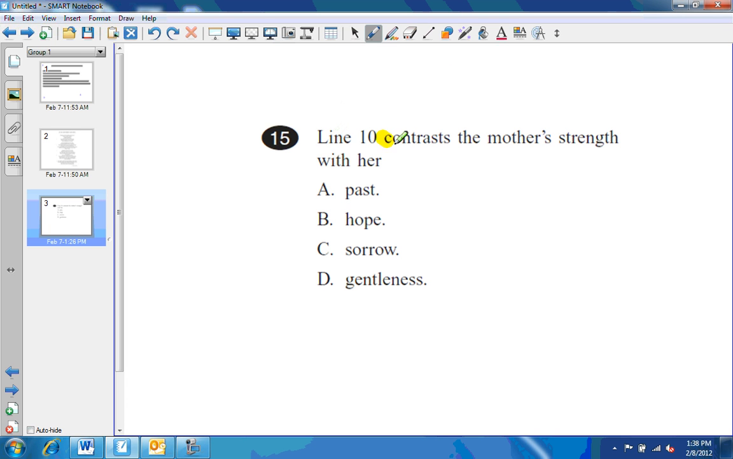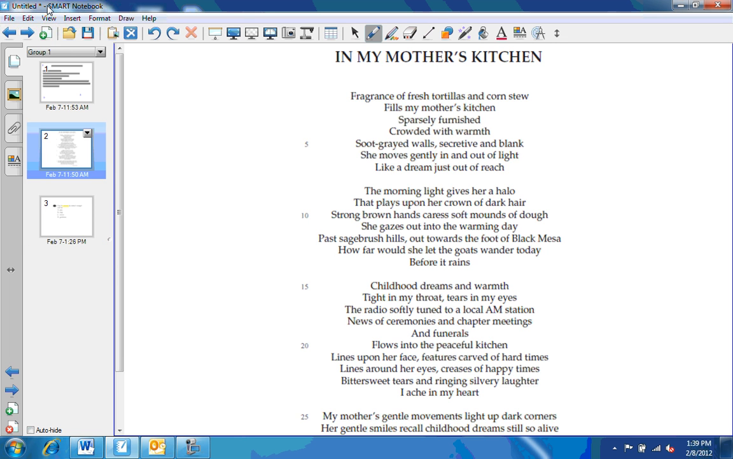Great. I would also highlight contrasts. Contrast means to compare two things in order to emphasize the differences. So line 10 contrasts the mother's strength with her what? Let's look back at the poem and see if we can find an answer.